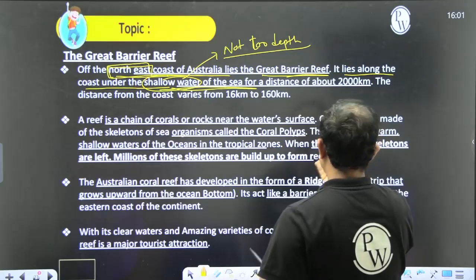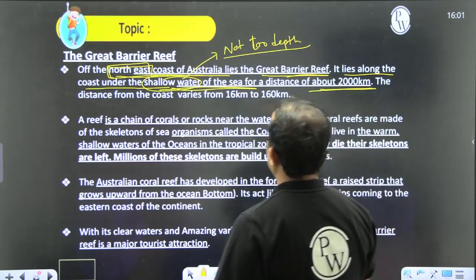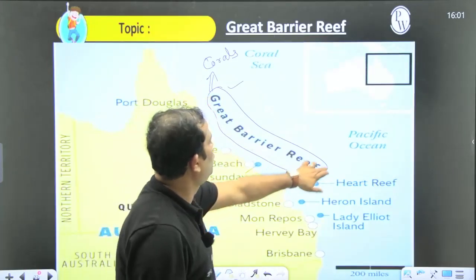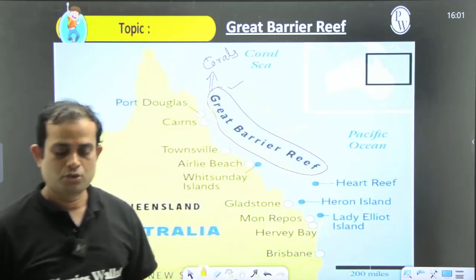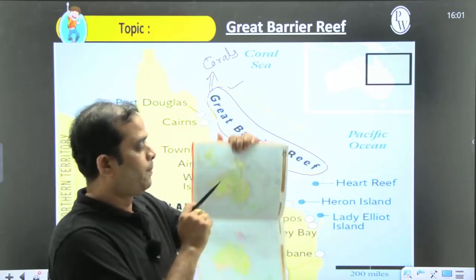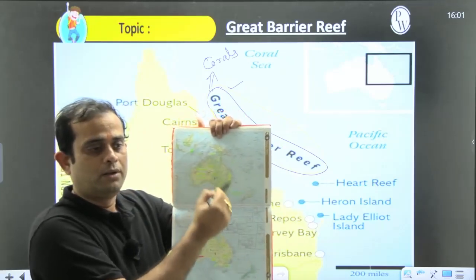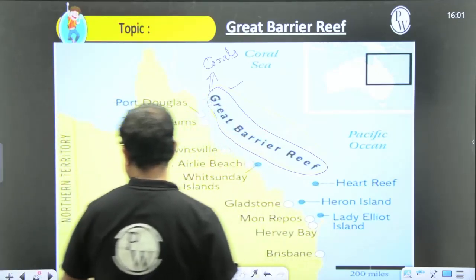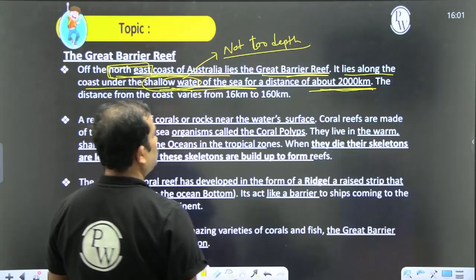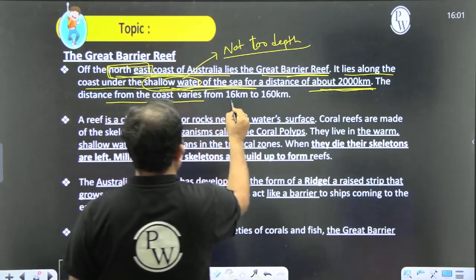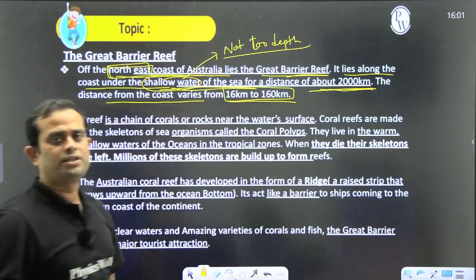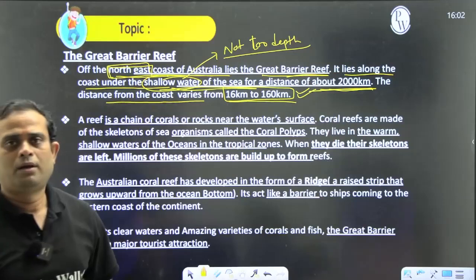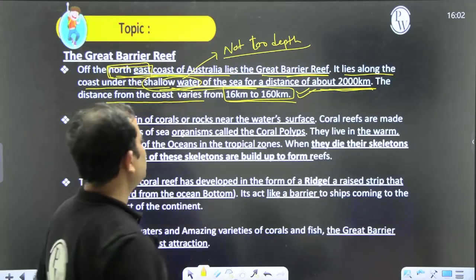It runs for a distance of about 2000 kilometers. Sorry, for a distance of 2000 kilometers. Can you imagine? Such a long stretch, 2000 kilometers, they cover. The distance from the coast varies from 16 km to 160 km.